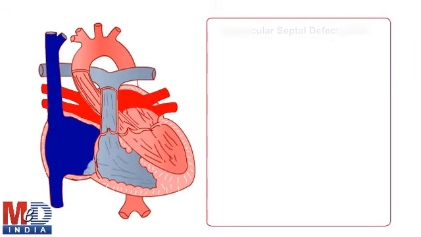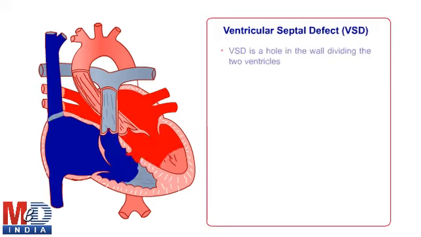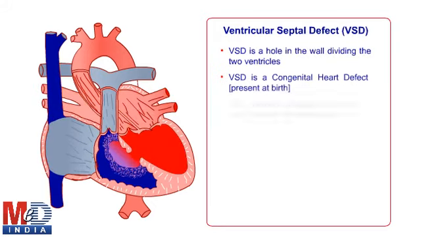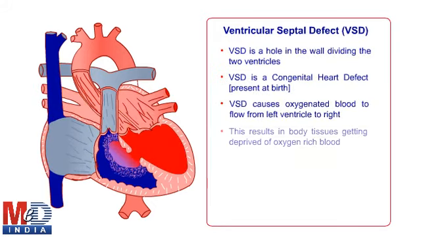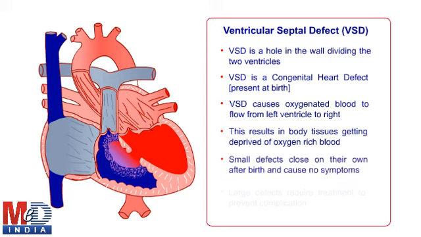This illustration shows us the hole present in the ventricular septum. Since the pressure in the left ventricle is more than the pressure in the right ventricle, oxygen-rich blood flows from left to the right side. Mixing of oxygen-rich blood with oxygen-depleted blood is shown in purple color.